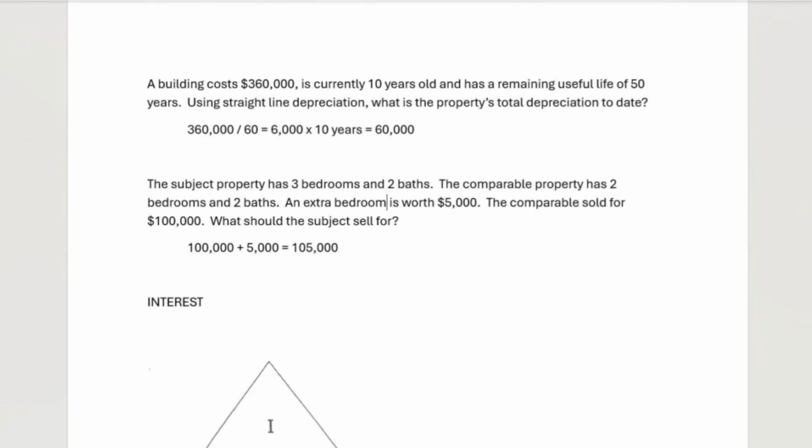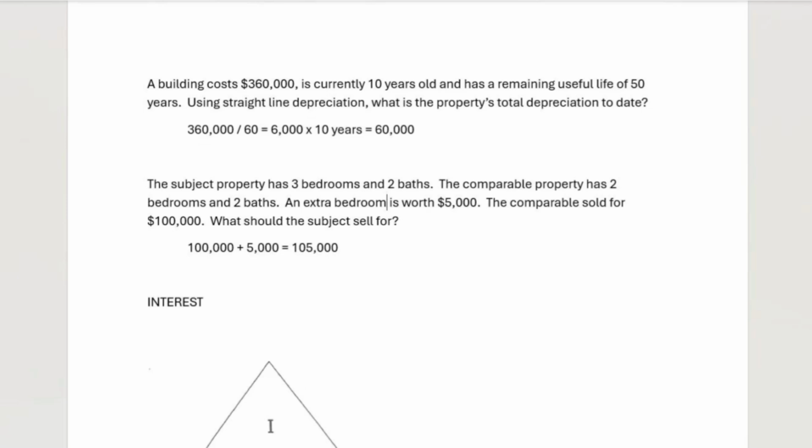So if you have a subject property and then you have comparable properties to compare it to, the comparable property is already sold and closed. You're not going to change what it sold and closed for, but you're going to make adjustments in what that property sold and closed for to see what your subject property should sell for.